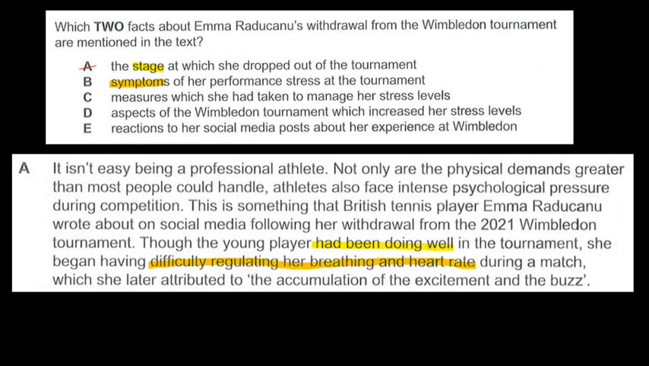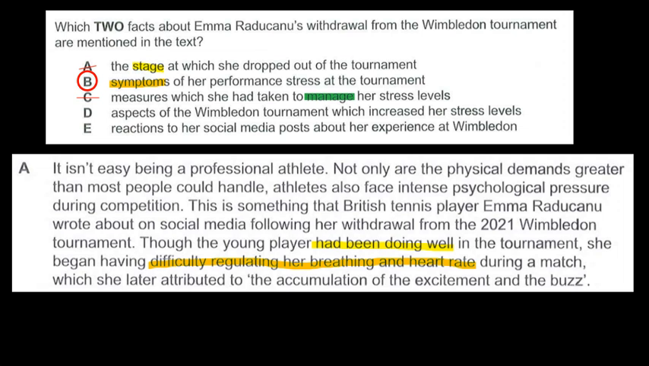Let's have a look at B. Symptoms of her performance: difficulty regulating her breathing and heart rate. So she's having breathing problems. Her heart rate is possibly going through the roof. These are symptoms. So B, that one is correct. That one is mentioned there. Let's have a look at C. Measures she takes to manage her stress levels. Well, I don't see anything about what she was doing to manage it, so we can take that one out.